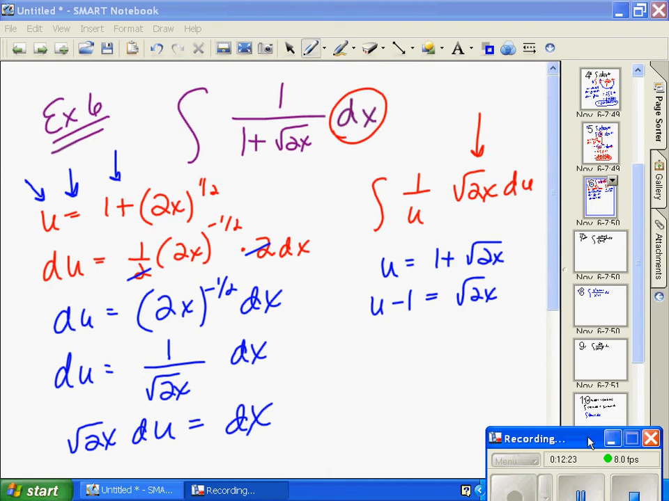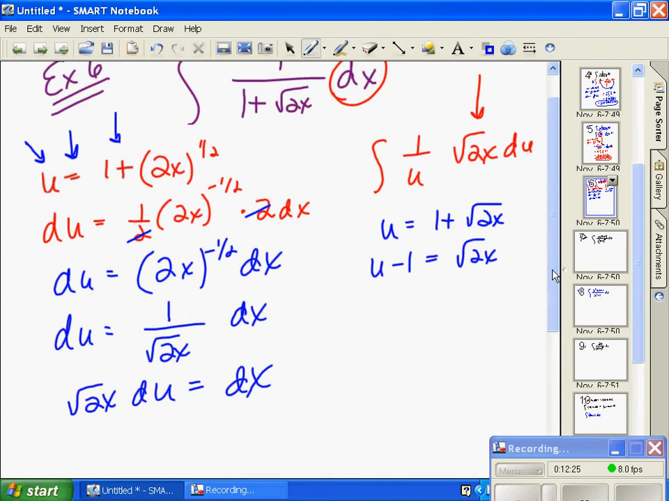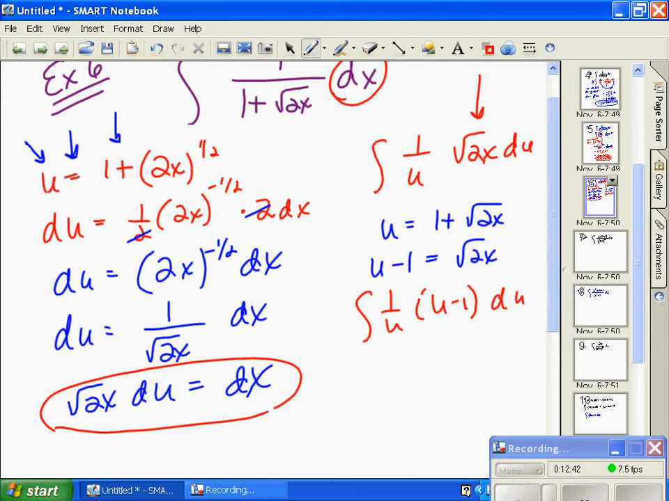So I can substitute in for that and say, well, I now have the integral of 1 over u times u minus 1 du. So there it is. Now I have everything in terms of u. So sometimes you have to be creative about getting rid of those x terms.